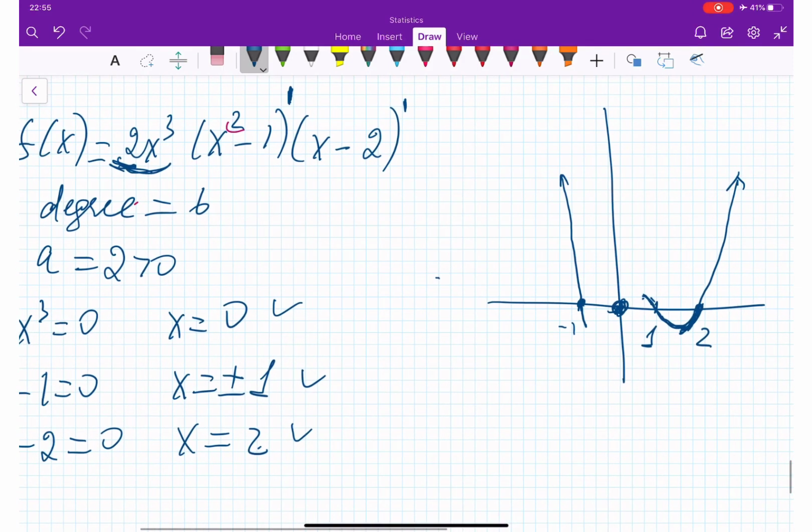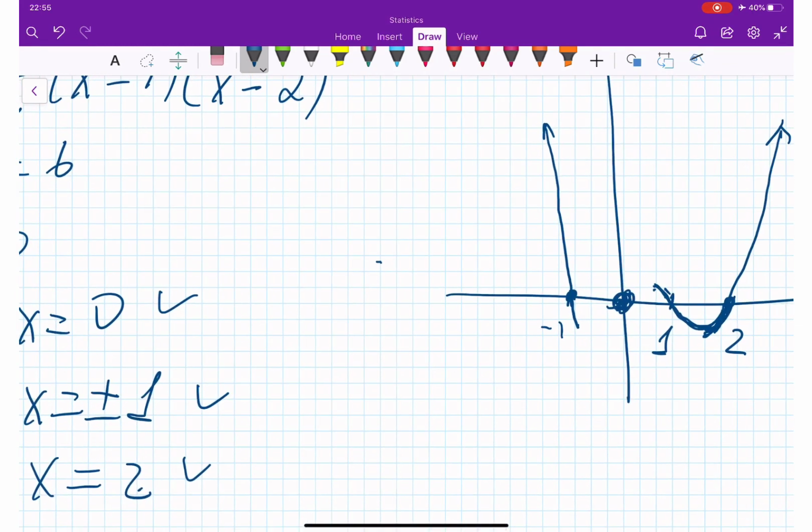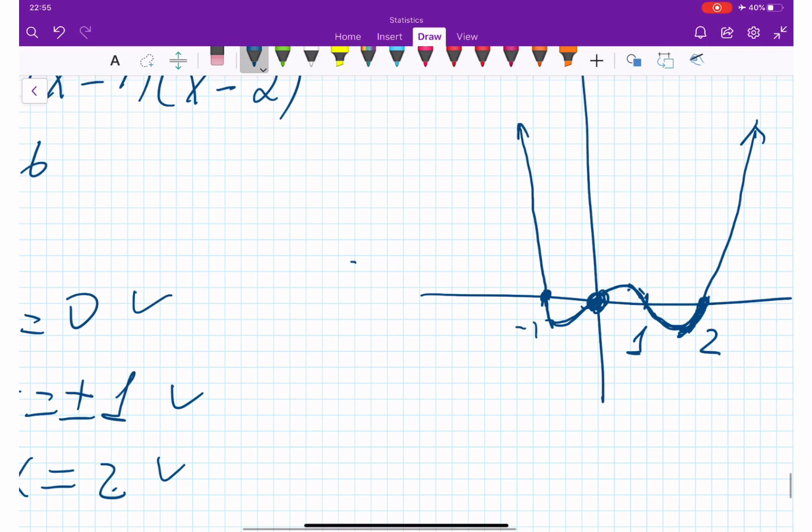And for 0, we have degree 3. 2x is cubed, the degree is 3, which is odd, right? Which means it's also going to cross. And it's going to cross this way because 1 is on the top, 1 is at the bottom, see? And this is how the graph is going to look.